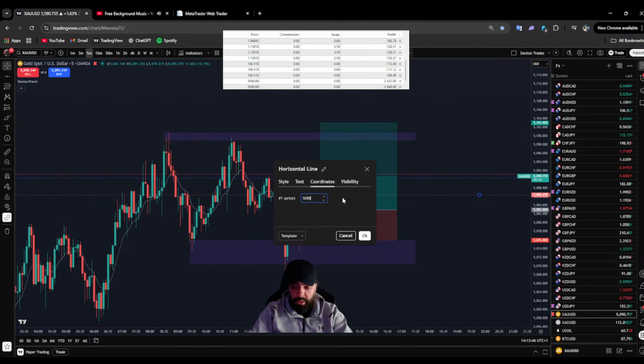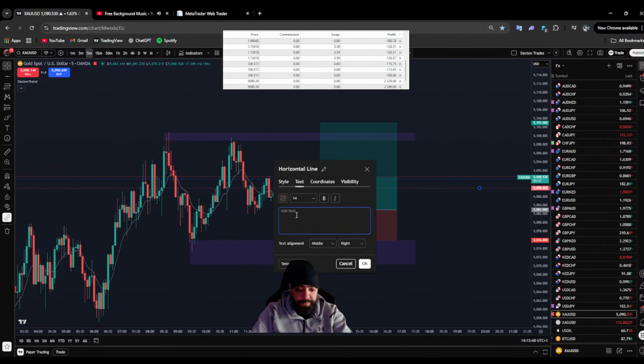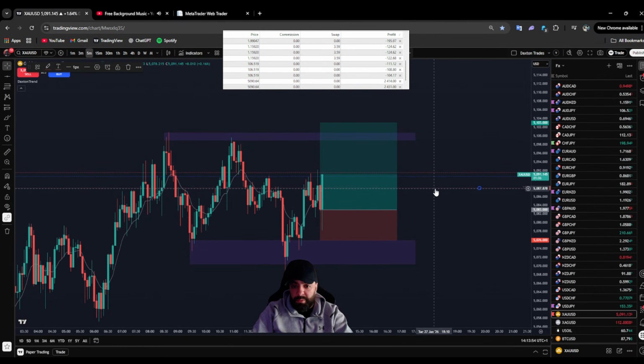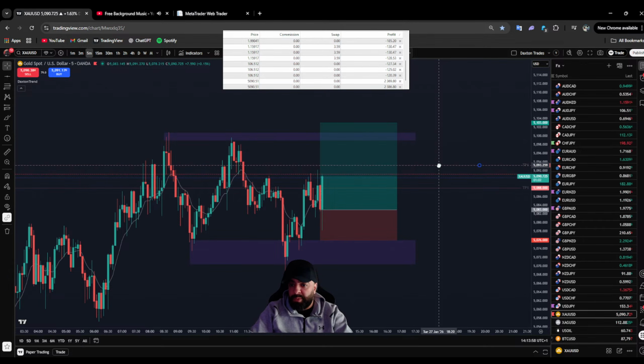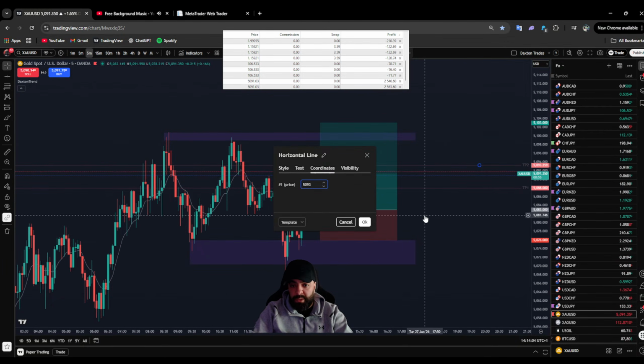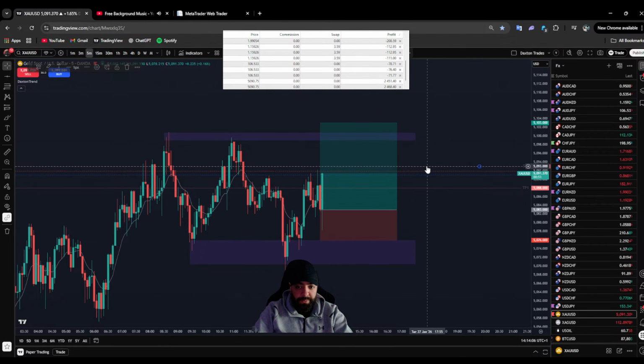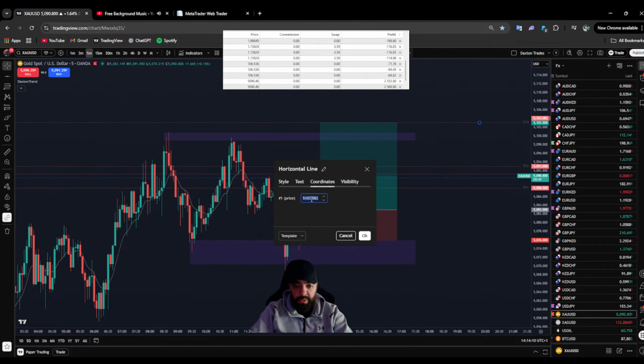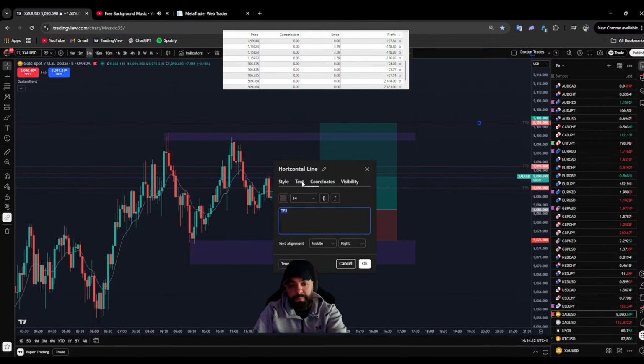83, the 88 was for the TP1. Hopefully, yes. Because of everything happening in the world, I think gold will continue hitting all-time highs. So this is for the TP3 at 03.